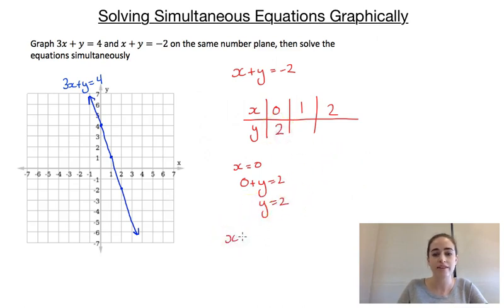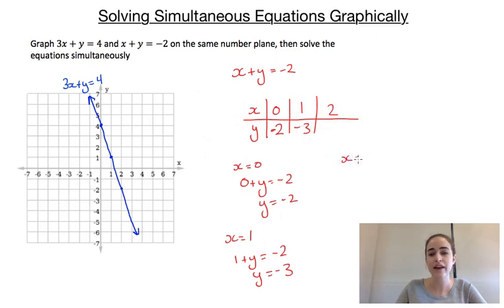If we have x is equal to 1, we'll have 1 plus y is equal to, oh hang on, sorry, that should have been a minus 2. Those are minus 2's there. I read my equation wrong. So we'd have 1 plus y is equal to minus 2. If we subtract 1 from both sides, we'd have minus 3. So we've got minus 3 here. And our last one, if x is 2, we would have 2 plus y is equal to minus 2. If we subtract 2 from both sides, we'd have y is equal to minus 4.